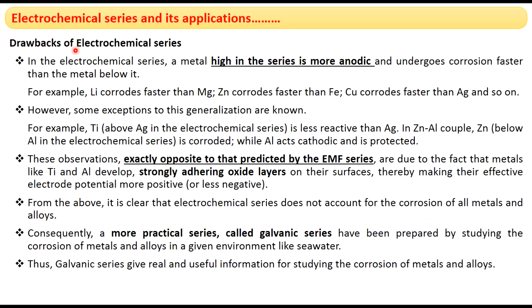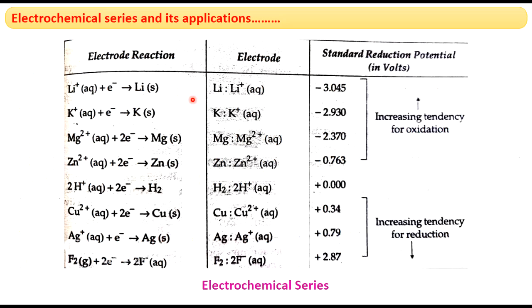Drawbacks of electrochemical series. In the electrochemical series, a metal which is high in the series is more anodic than the metal which is below it. For example, lithium corrodes faster than magnesium. Lithium is at the top, then we have magnesium at the bottom. So if we connect these two, lithium acts as anode, magnesium acts as cathode.